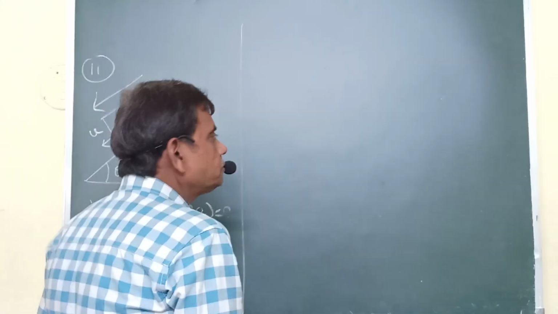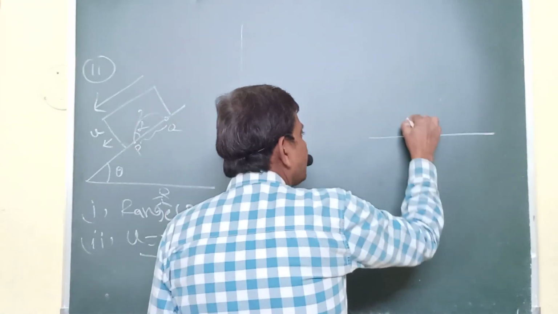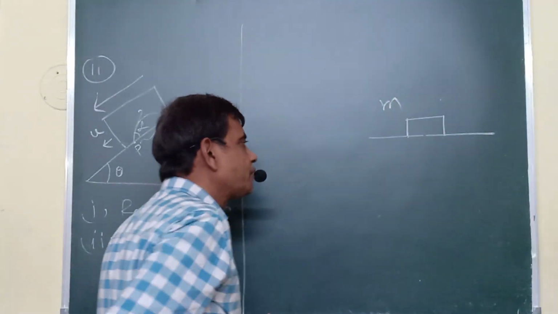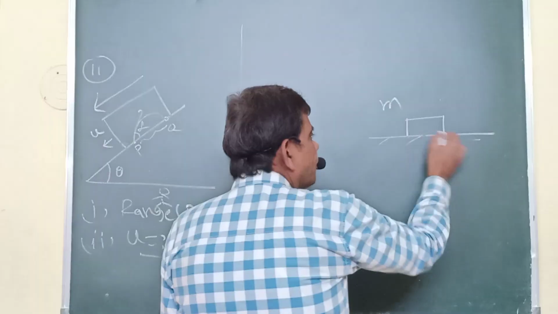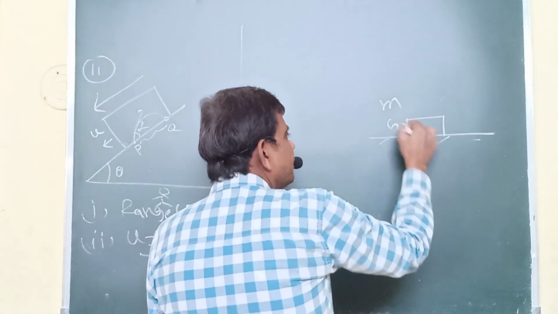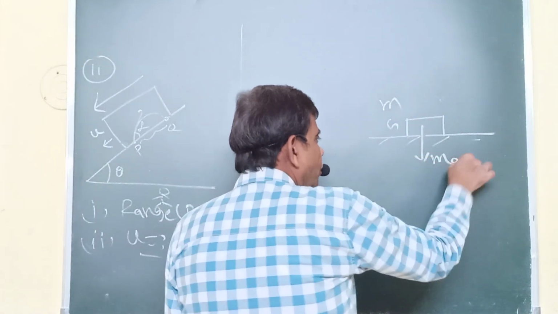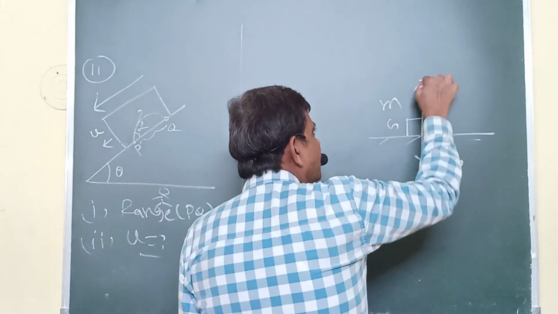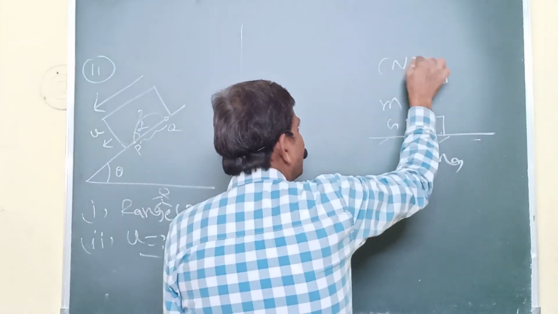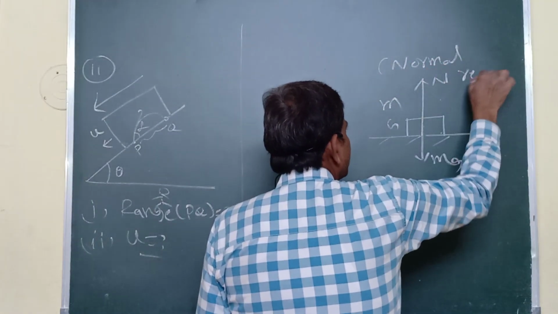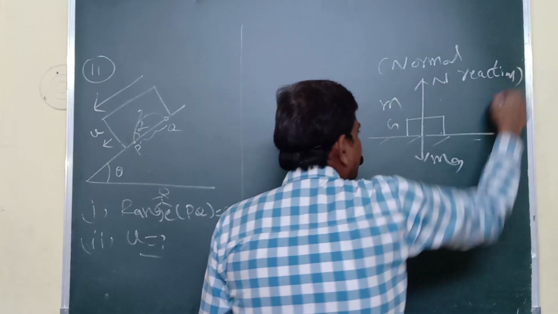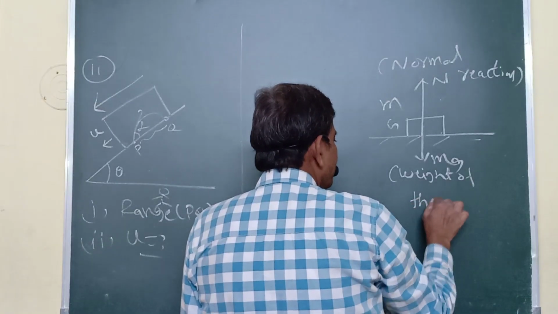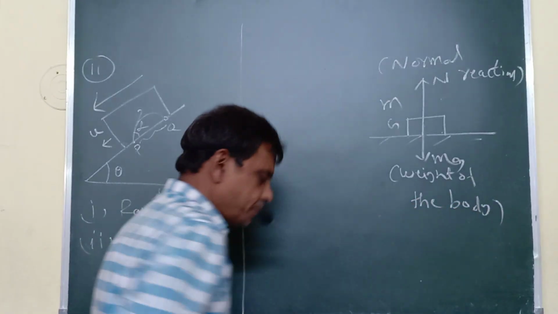For example, this is the ground. Here I am taking one body. What is the mass of the body? M. So this is the plane of contact. This is the center of gravity. So mg, the weight, acts downward. Perpendicular to the plane of contact, one force is exerted, that is called the normal reaction. And what is mg? The weight of the body.